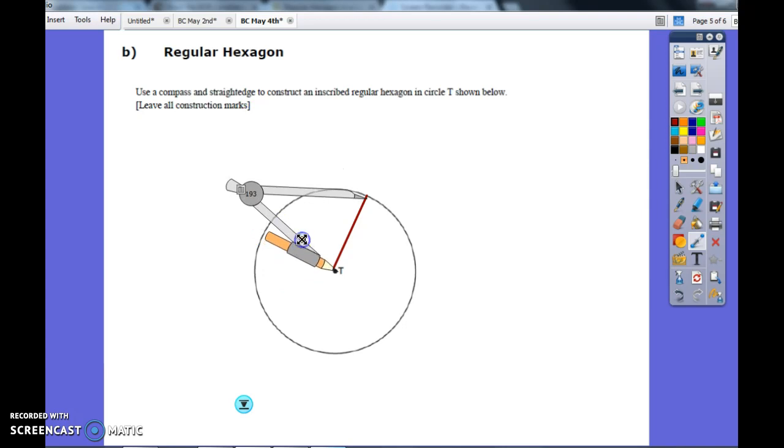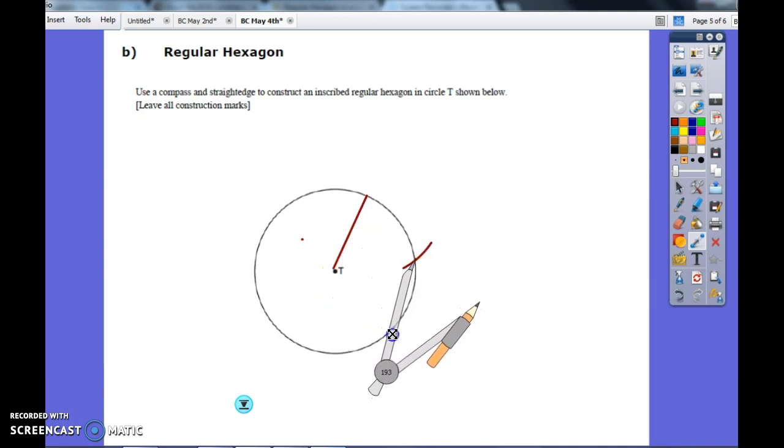So measure the length of your radii right now. And now from that point, notice my compass point right here. That's on where the radii intersected the circle. What I'm going to do is, using the length of the radius, I'm going to go around the circle and make arc lengths that are the same length as my radius.